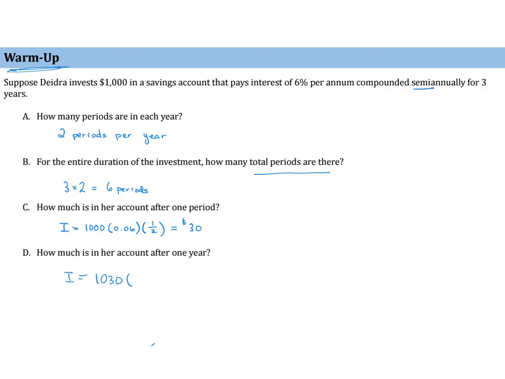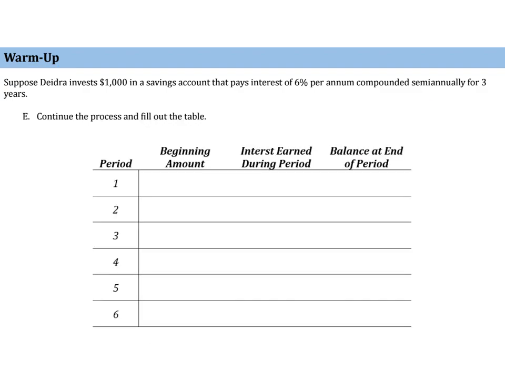So after 1 year, well, the annual interest rate has not changed, and we are still looking at 1/2 for the duration of this part of the investment, because each period is 1/2 of a year. So now if we take 1,030 times 0.06 times 1/2, we get $30.90. So let's do the calculation for the entire investment, so all 3 years.